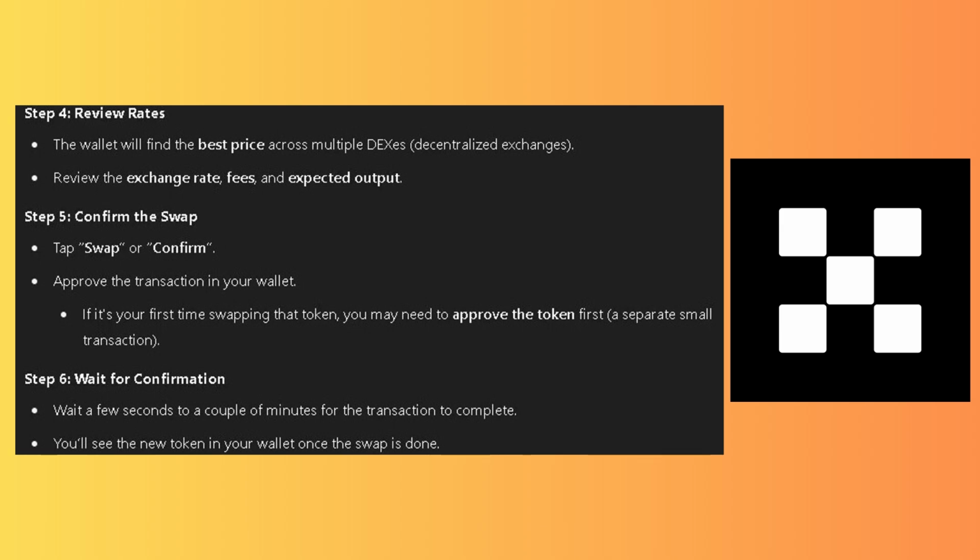Confirm the swap. Tap swap or confirm. Approve the transaction in your wallet. If this is your first time swapping the token, you will need to approve your token first. Wait for the confirmation. Wait a few seconds to a couple of minutes for the transaction to complete. You will see a new token in your wallet once the swap is done.